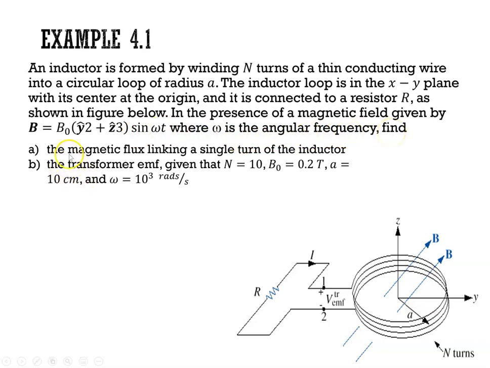Find A, the magnetic flux linking a single turn of the inductor, and then B, the transformer EMF, or VEMF. Given that, you're given N, B0, a, and also ω. So the values are given, and we're just going to plug in those values into the equation later.